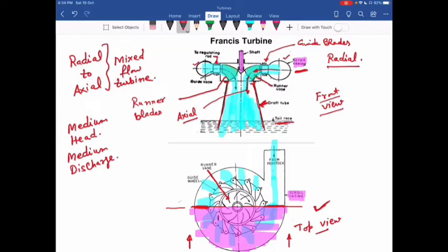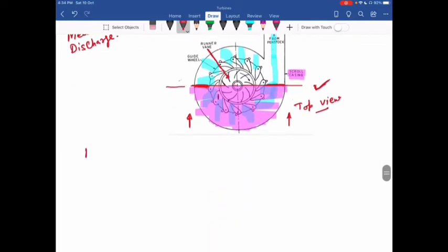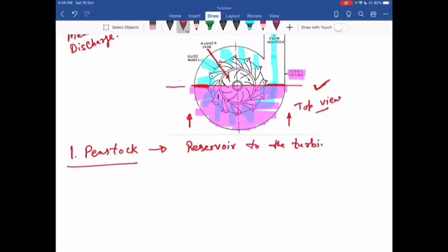Now, if I talk about the various components, the first important component of this turbine is the penstock. It is the waterway used to carry the water from the reservoir to the turbine. So at the inlet of the penstock, we have trash racks that are used to prevent the debris from going into the turbine.